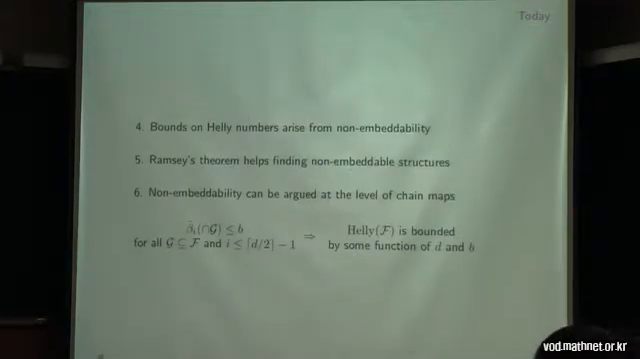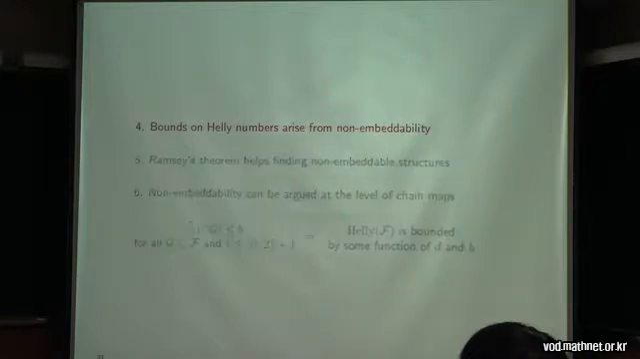What I'd like to talk about today is a different take on the same topic. Rather than look at the nerve and use something like the nerve theorem to prove Helly-type theorems, we're going to use embeddings, and more precisely, lack of embedding, non-embeddability. It will have a flavor closer to the first talk I gave last Wednesday. The ingredients we will use are a general principle to get Helly-type theorems from non-embeddability, some application of Ramsey theory to find non-embeddable structures, and also a bit of homological algebra.